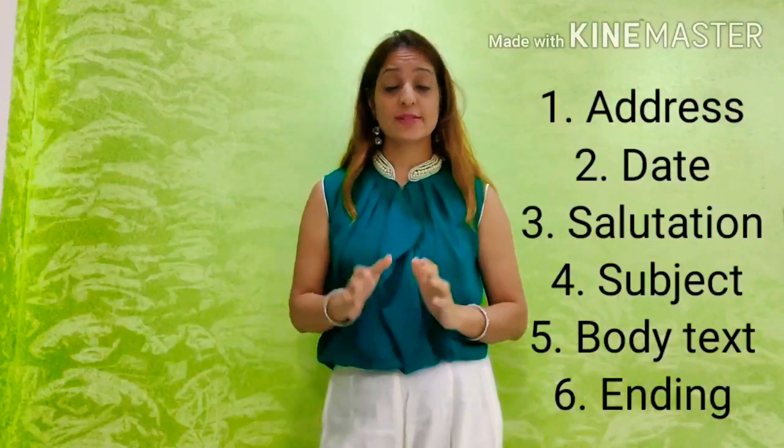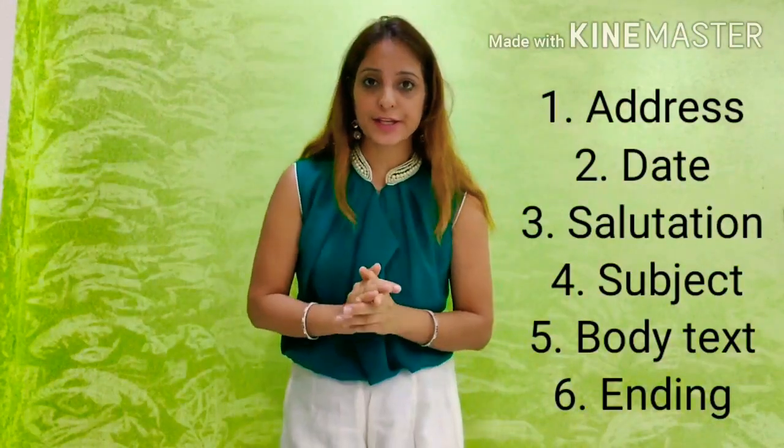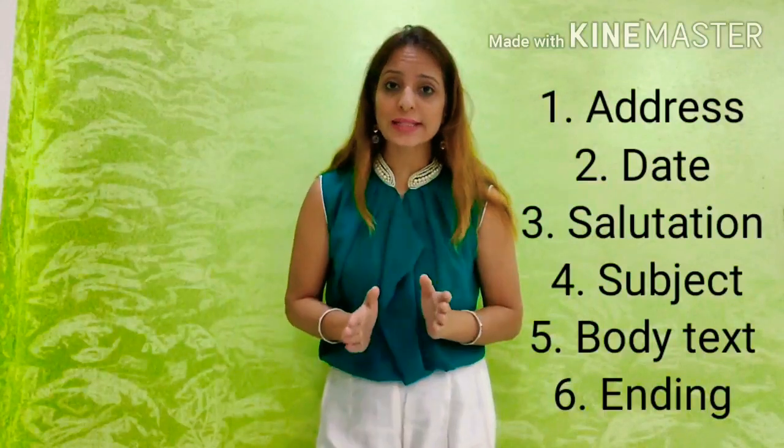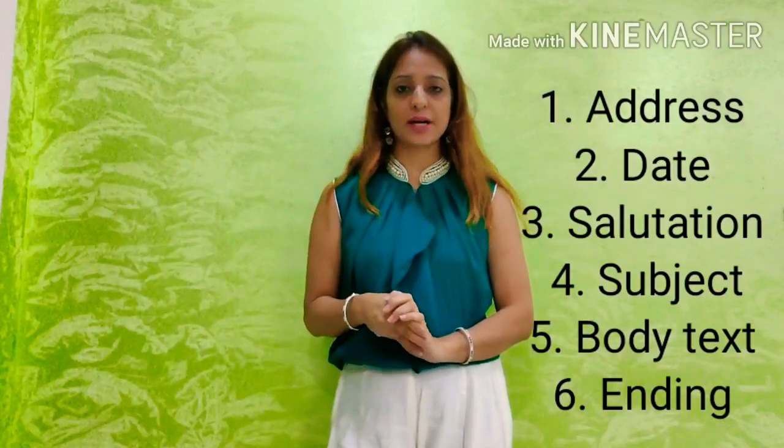Let's study about a formal letter. There are 6 elements in a formal letter. First one is address, that is sender's address as well as receiver's address. Second one is date. Third one is salutation. Fourth one is subject. Fifth one is body text. And sixth one is ending part.